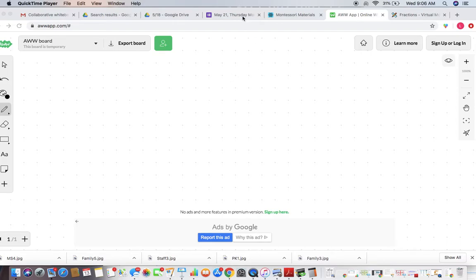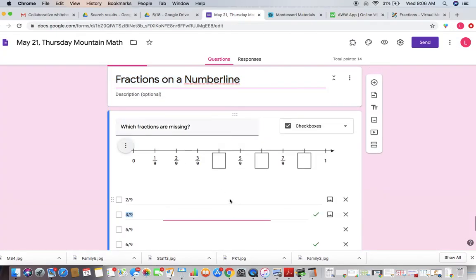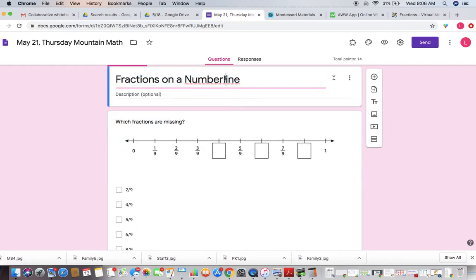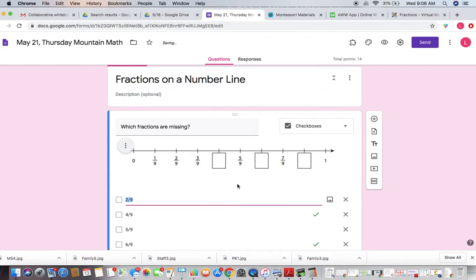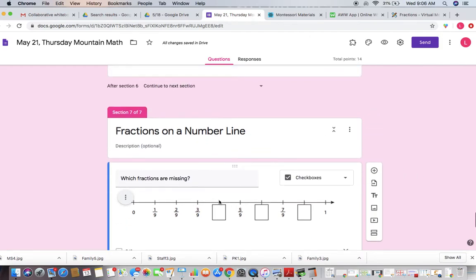Right, so today's fraction problem was a bit unique. It was fractions on a number line. It gave you a number line here, and it said to fill in the blanks. And notice that our number line starts at 0 and ends at 1.